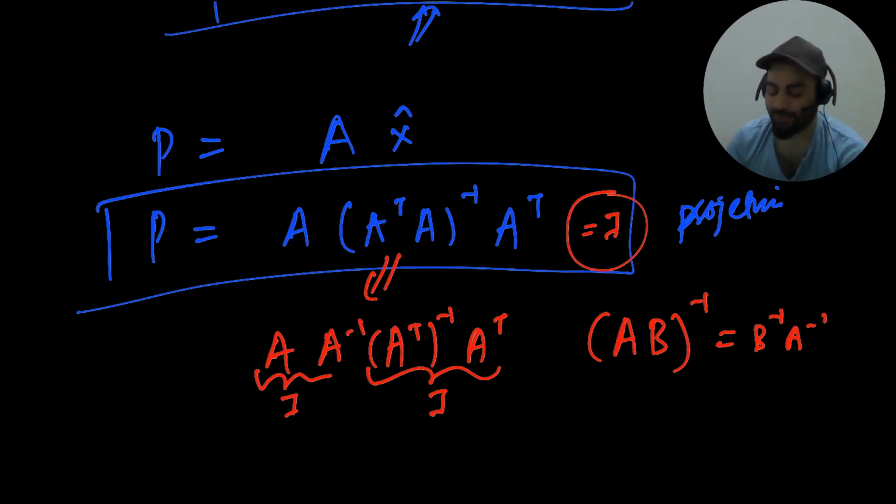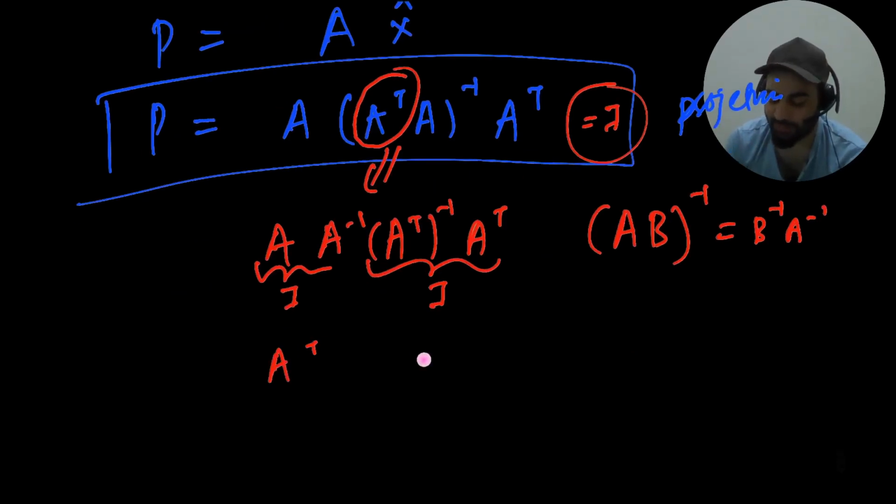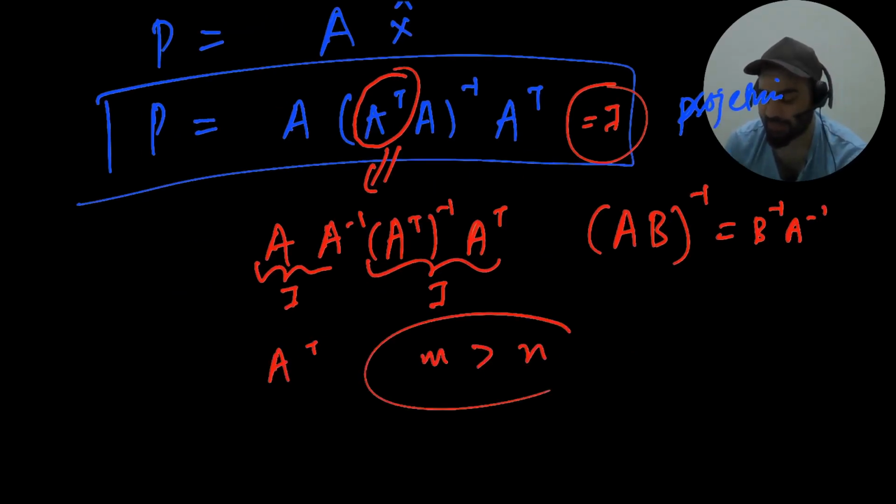This basically is not equal. Why? Because this is a rectangular matrix. This is not invertible always. So this A transpose, we said that sometimes M can be greater than N. This is a rectangular matrix and rectangular matrices are not invertible. So that's why I wrote it like this.